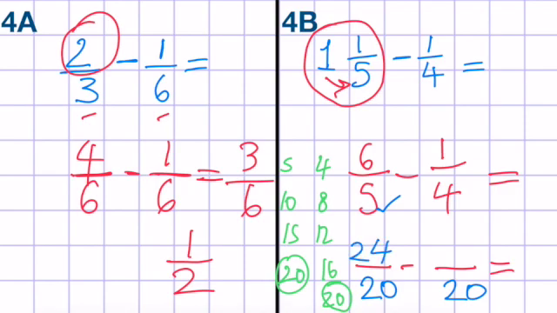What have I done to 4 to make it into 20? I've timesed it by 5. So I do the same thing to the numerator. So it's 24 twentieths, take away 5 twentieths. So that's 19 twentieths. And we can't simplify that any further.